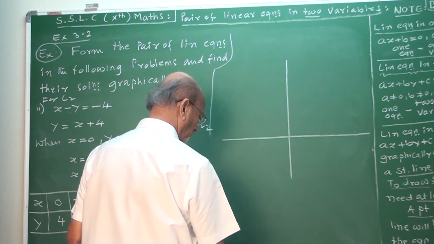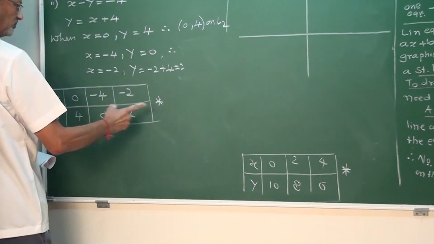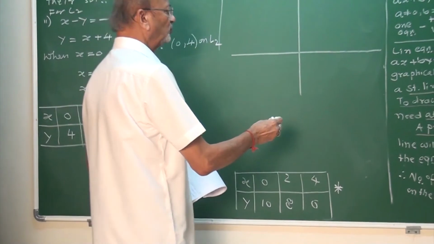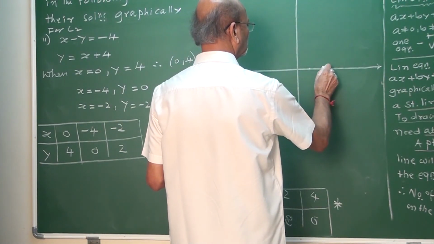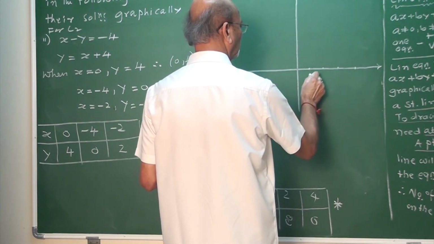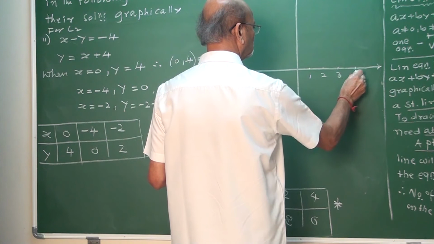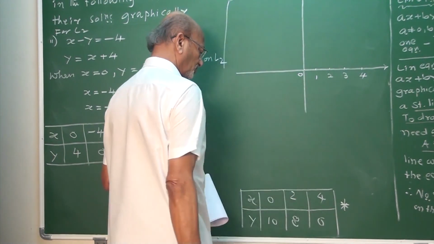On the positive side, x is 4. Yes, that will be the maximum. X is 4. This is 1, 2, 3. This is 4. My friend, this is the origin, which means 0.